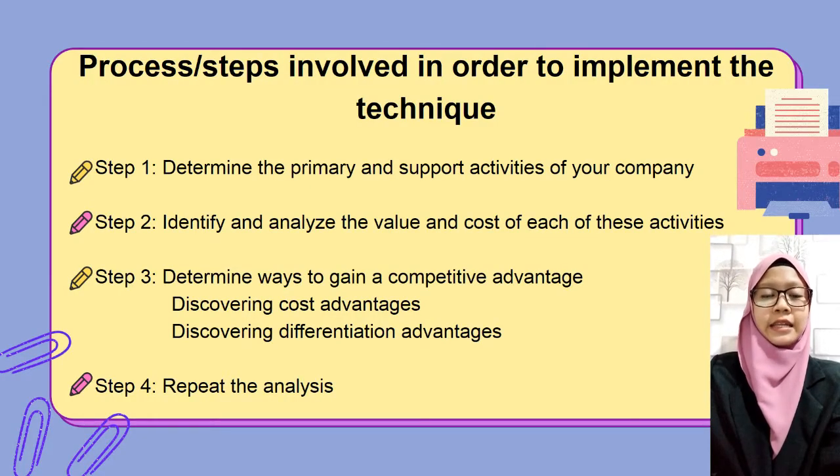Okay, next, the process or steps in order to implement the value chain analysis. Step 1. Determine the primary and support activities of your company. Step 2. Identify and analyze the value and cost of each of these activities. Step 3. Determine ways to gain a competitive advantage by discovering the cost advantages and differentiation advantages. Step 4. Repeat the analysis.